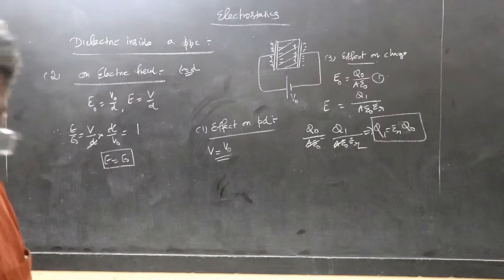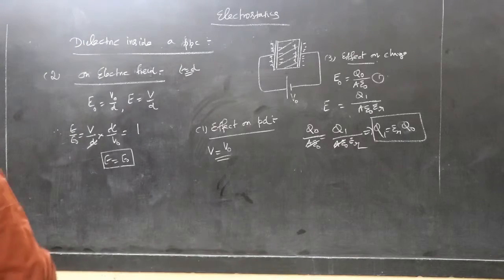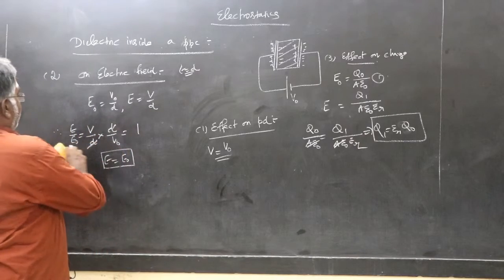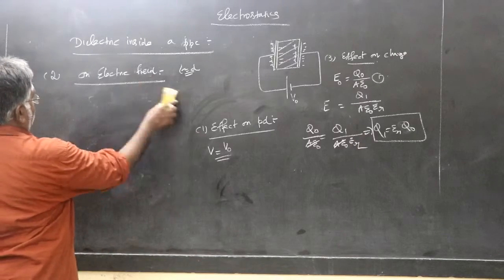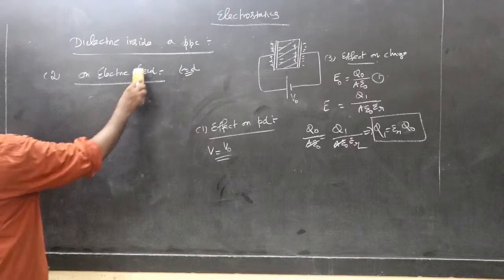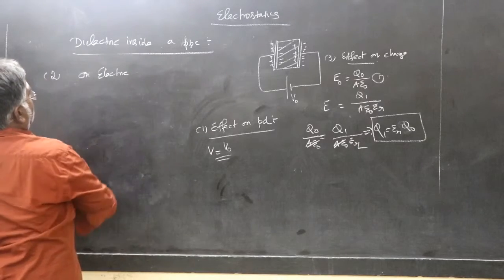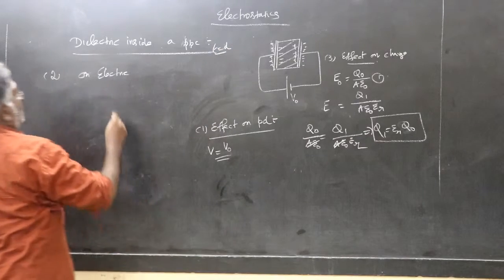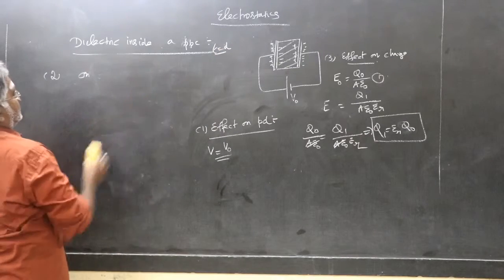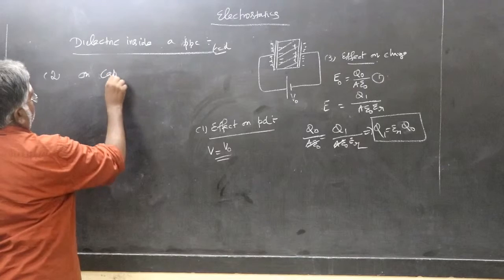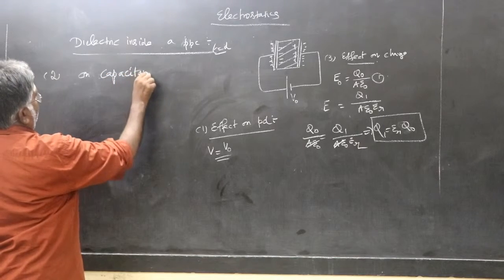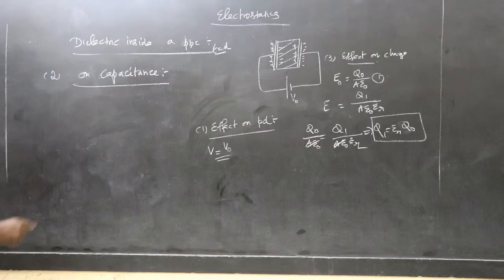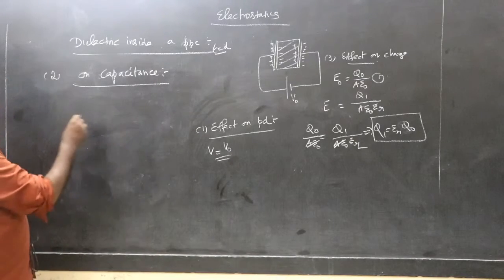Effect on electric field, everything is done. Next is capacitance. Okay, effect on capacitance. Note that all these things are for T equal to D. Other things will be easier. Only here you will have to think a little and do other things.